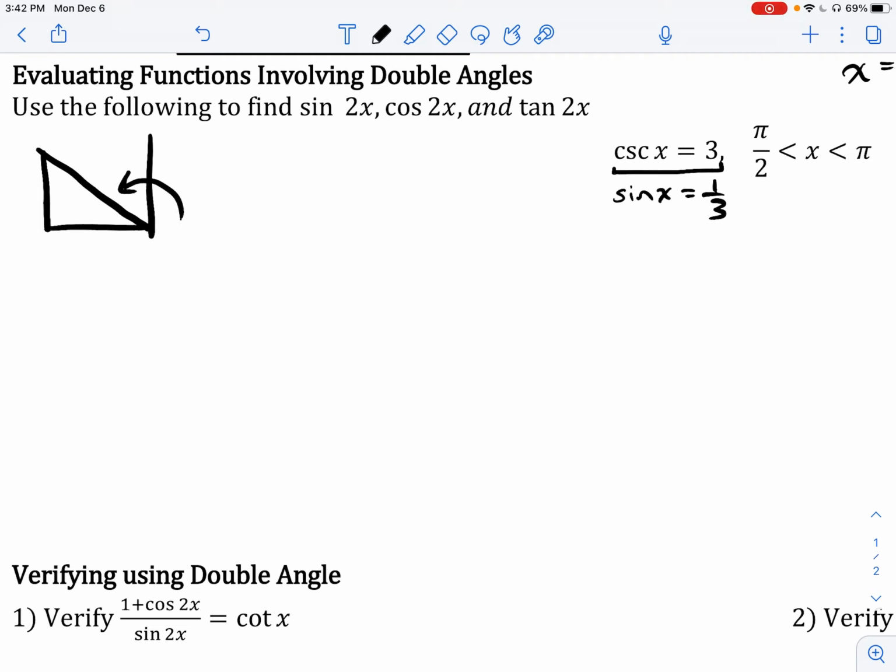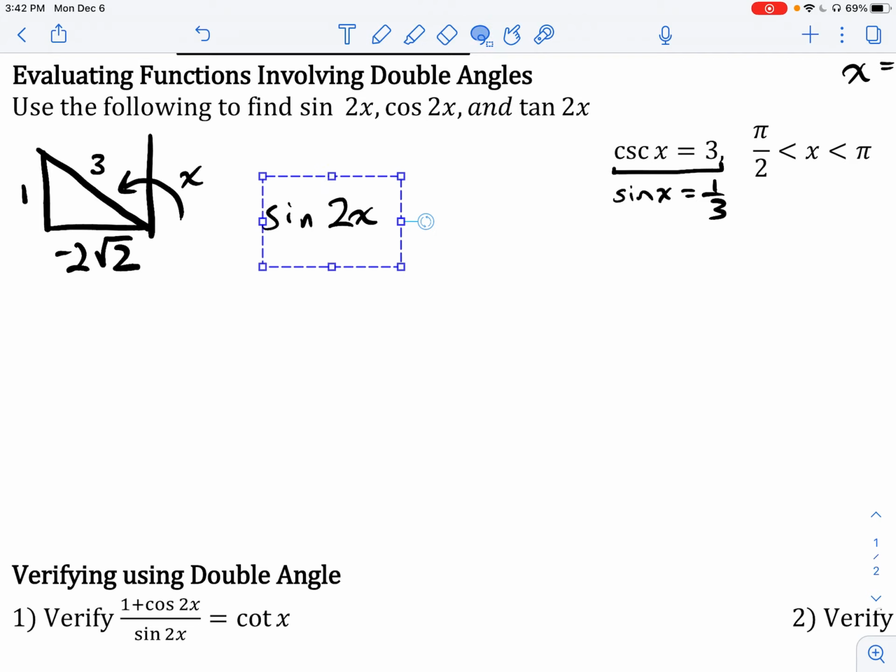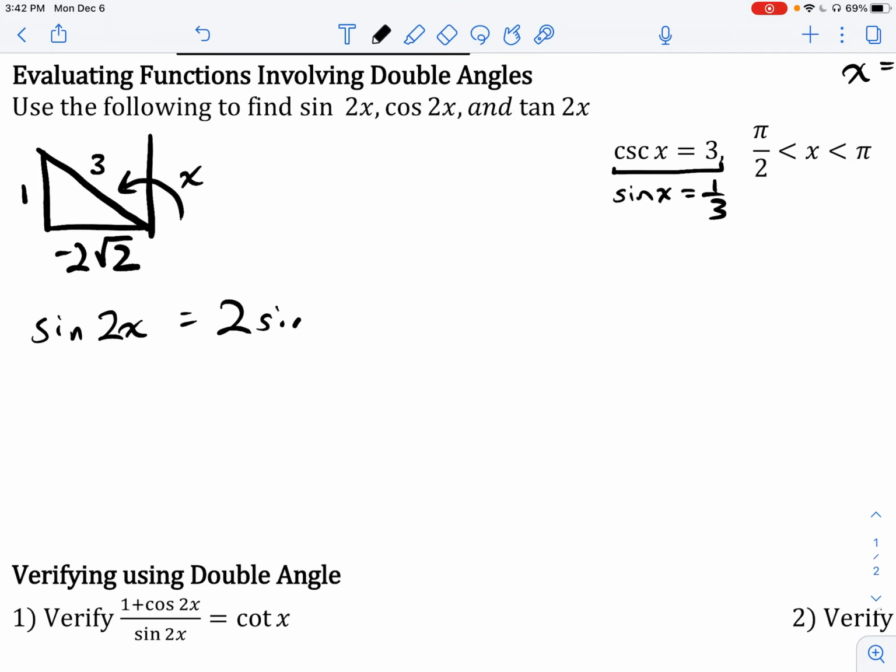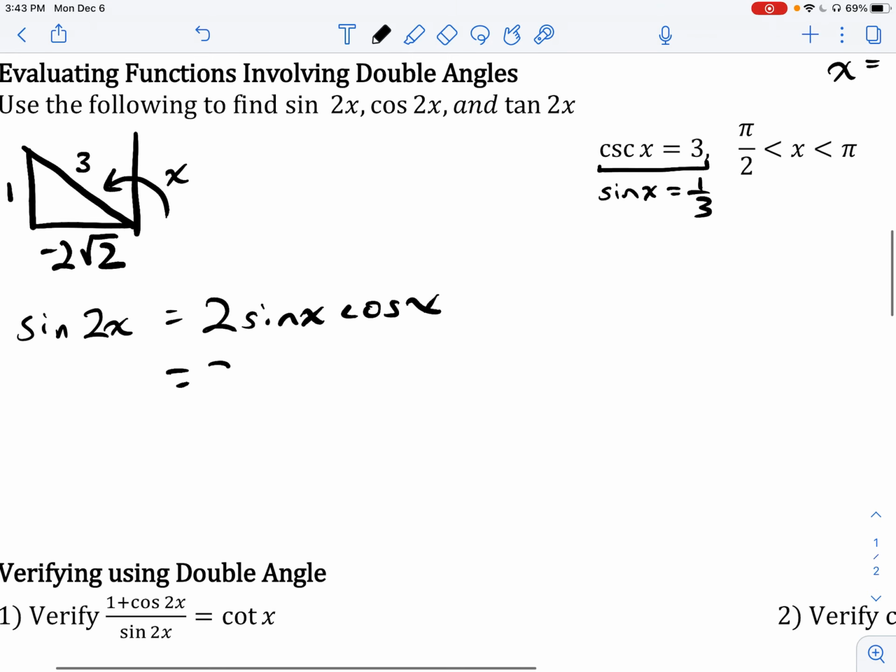I can say this is my angle x, and I know that taking the sine of angle x results in opposite over hypotenuse being 1 over 3. So just using the Pythagorean theorem, I can then say this adjacent side is negative 2 root 2. So sine of 2x is what we're going to try to find using this triangle I've just sketched. Well, we know that sine of 2x is equal to 2 sine x cosine x.